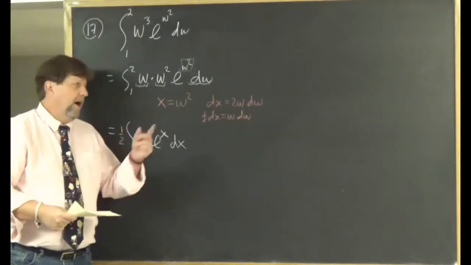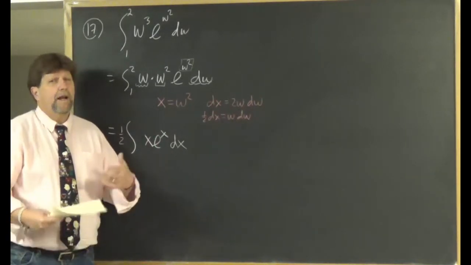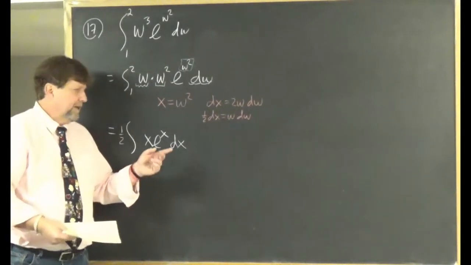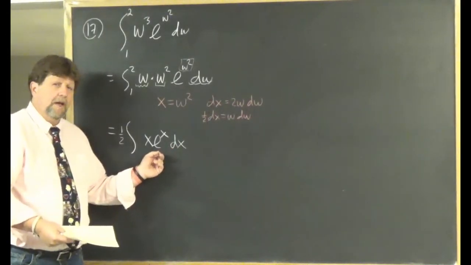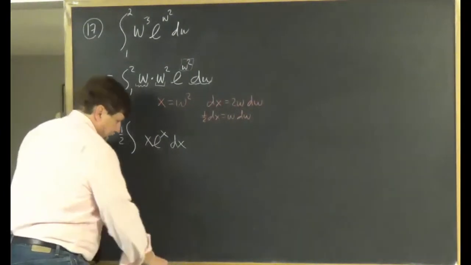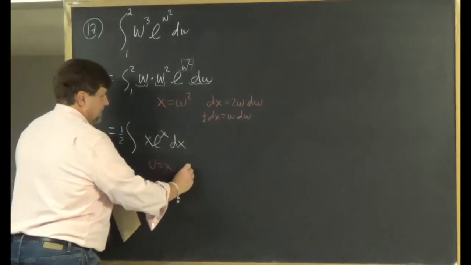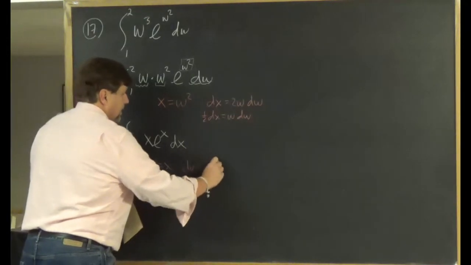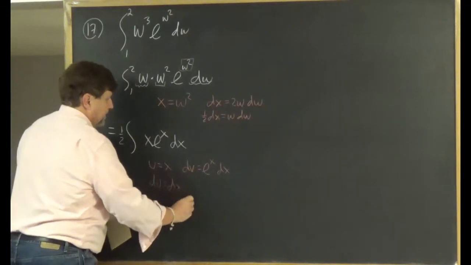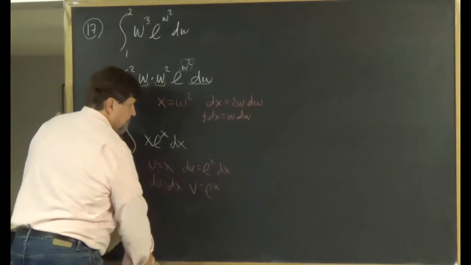And if you're wondering why, at this step, I didn't just do a u substitution, why did I pick x? The reason I picked an x is because to attack this integral, I'm going to use integration by parts. So here we go, integration by parts. I'll let u equal x, dv is e to the x dx, du is dx, v is e to the x.